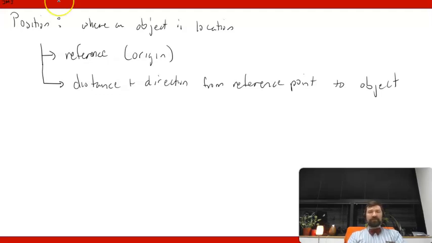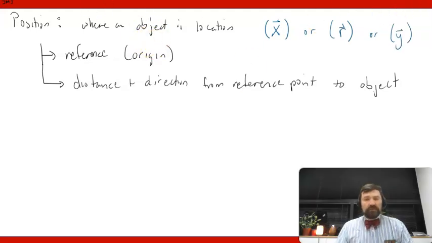We typically represent position like this. It's usually an X with an arrow over it. Sometimes we use an R with an arrow over it to represent position. Sometimes it's a Y with an arrow over it. Any of these are the common things used to represent position in physics.